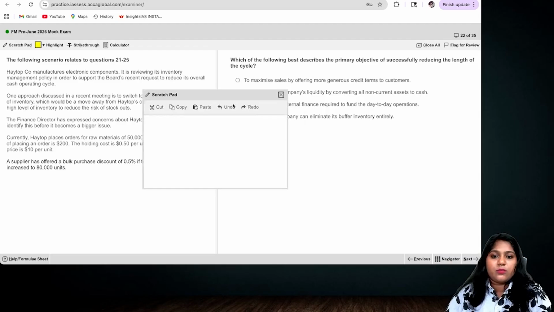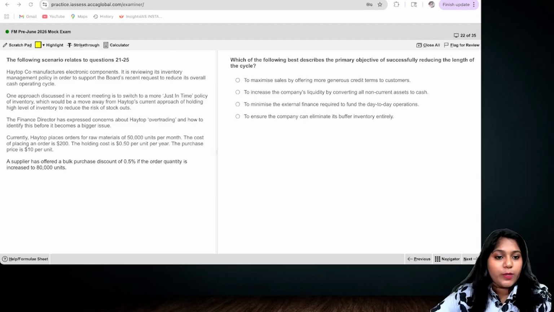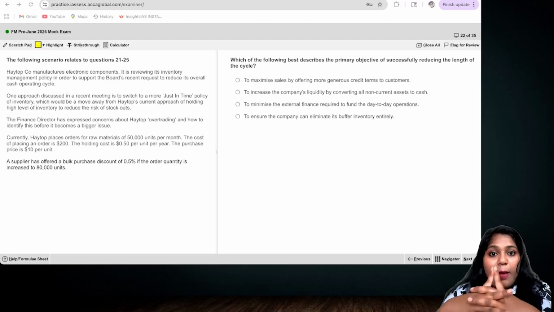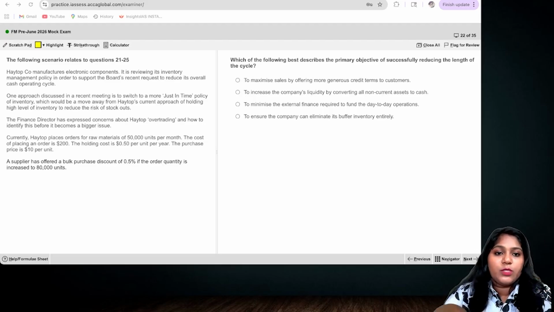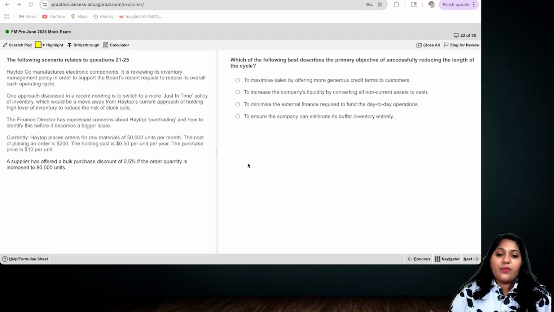Let me take this away. Look at the very next question, guys. What is the next question talking about? Which of the following best describes the primary objective of successfully reducing the length of the cycle? So first thing is maximize sales by offering more generous credit terms to customers. More generous credit terms will increase the receivable days, which will actually increase the overall working capital cycle.